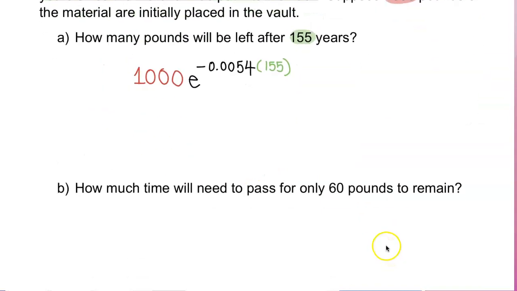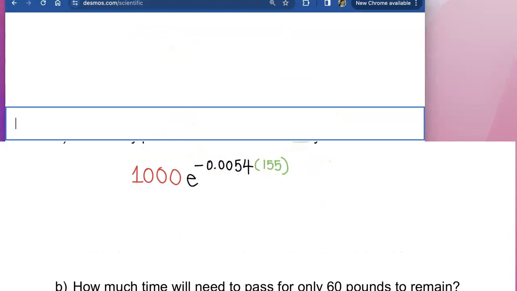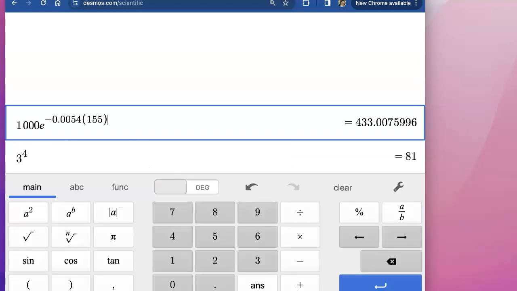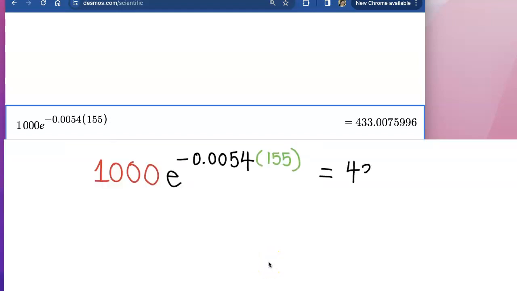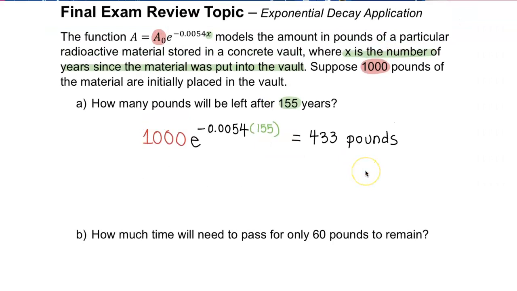Now, we need our calculator to evaluate this. So watch, I'm going to type into this Desmos scientific calculator that I have: 1,000 times e raised to the negative 0.0054 times 155. Now, 155 years later, we're going to have about 433 pounds of this material. So we got the answer for the first part. Now let's see what else we have to do for this exam problem.